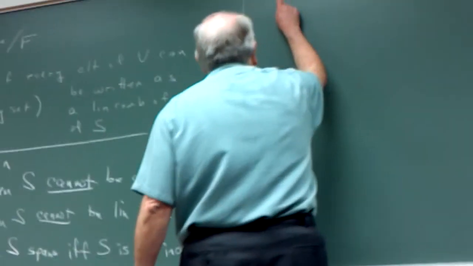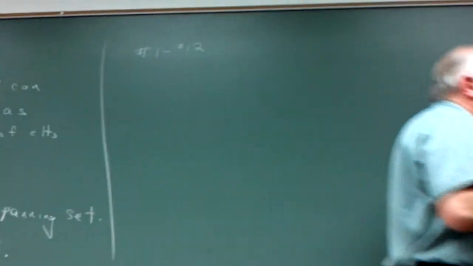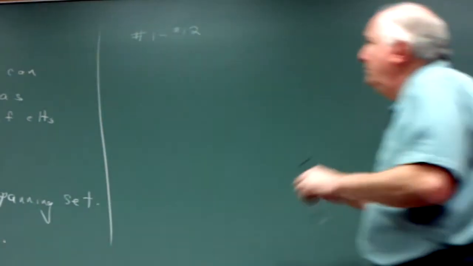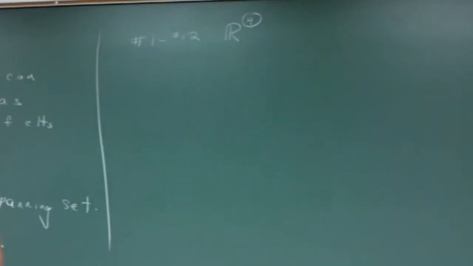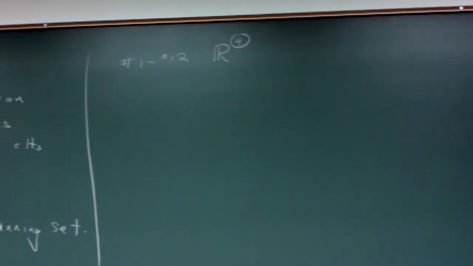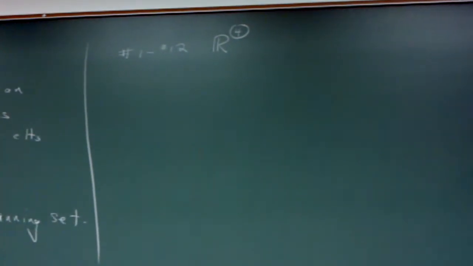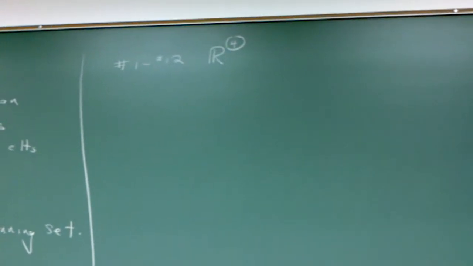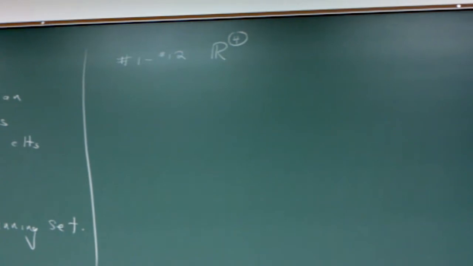Okay, so in problems 1 through 12, we are looking inside of R4. Number 11? So we're working inside a four-dimensional vector space. So we immediately know any set with more than 4 elements can't be independent. Any set with less than 4 elements can't span. And if you have 4 elements, you span if and only if you're independent.